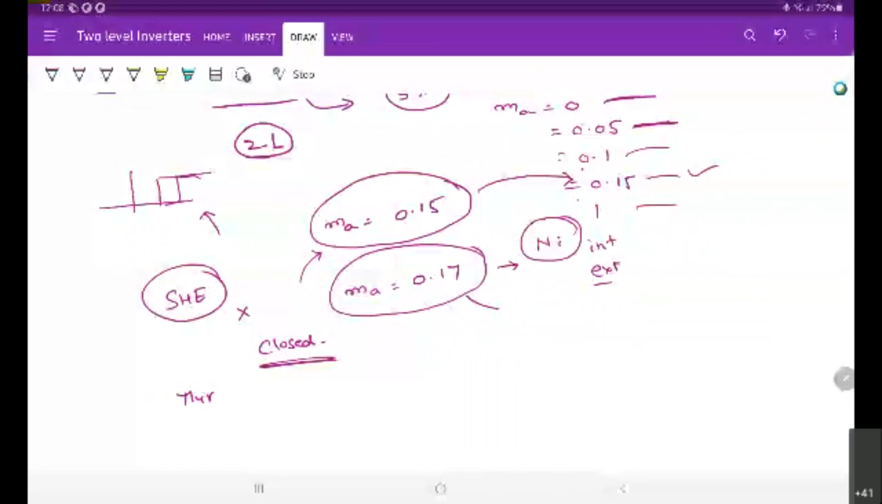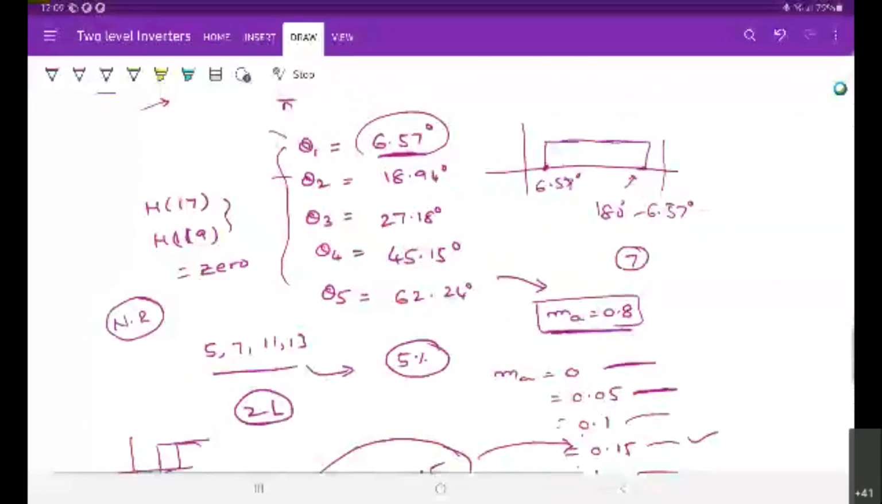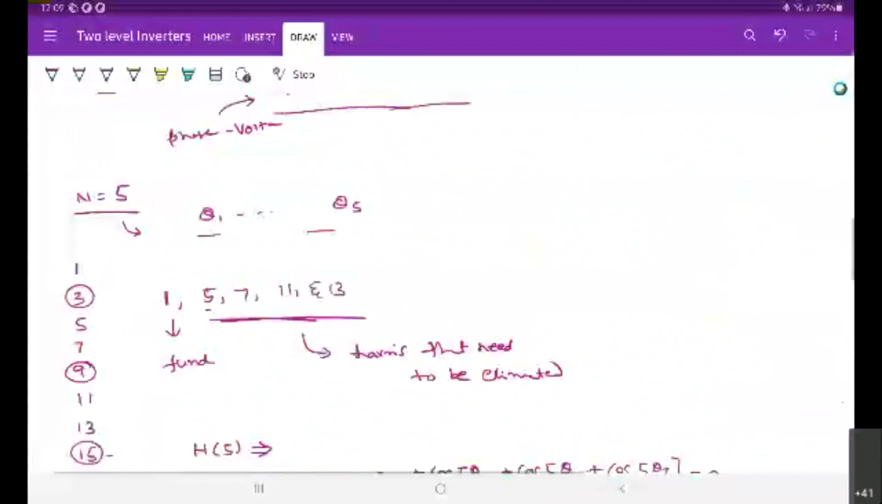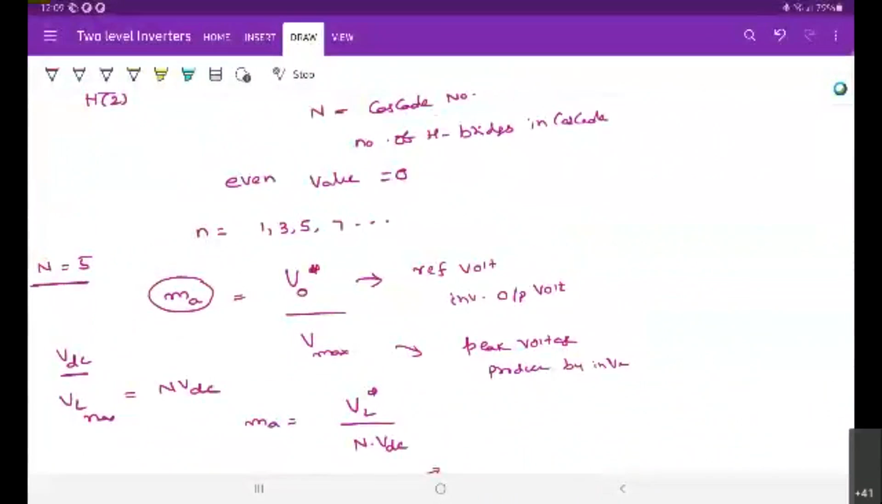This method is not generally preferred when the output voltage is constantly changing. The advantage of this method is that it always operates at the fundamental frequency. So that is the main advantage.